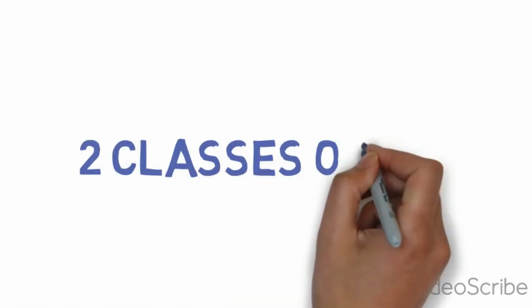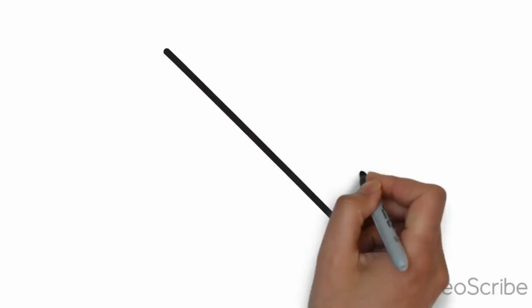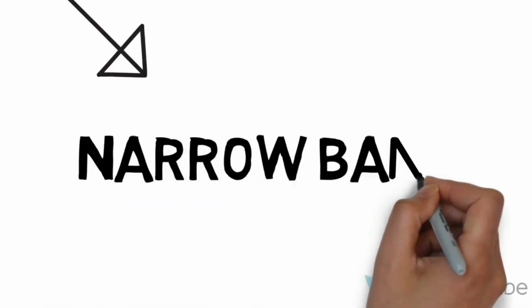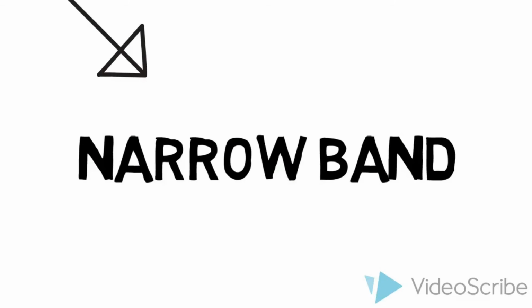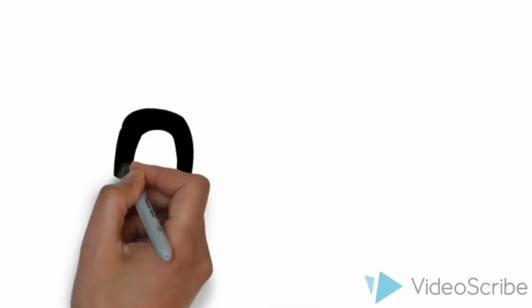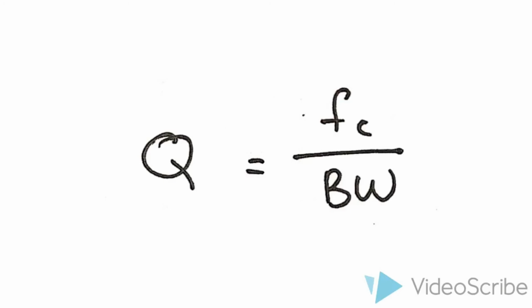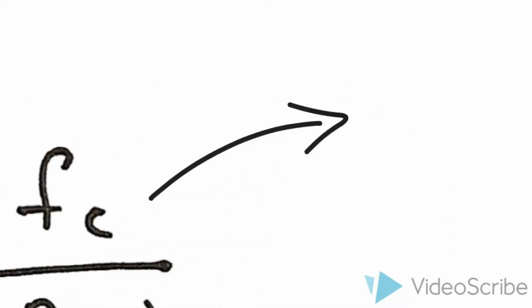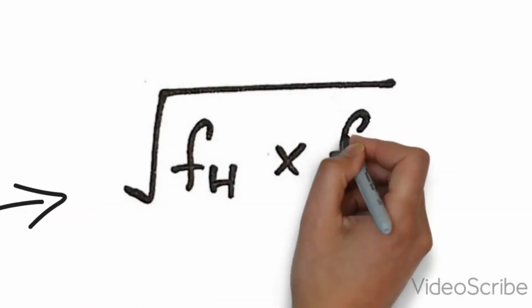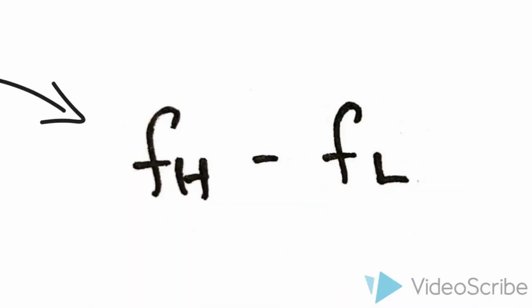There are two classes of band pass filter, the wide band pass filter and the narrow band BPF. Both can be differentiated by their Q factor. Wide band has a Q factor lower than 10, narrow band has a Q factor greater than 10. To calculate the Q factor, we take the center frequency divided by the bandwidth. FC can be found by applying this formula. And bandwidth we can get by applying this formula, FH minus FL.